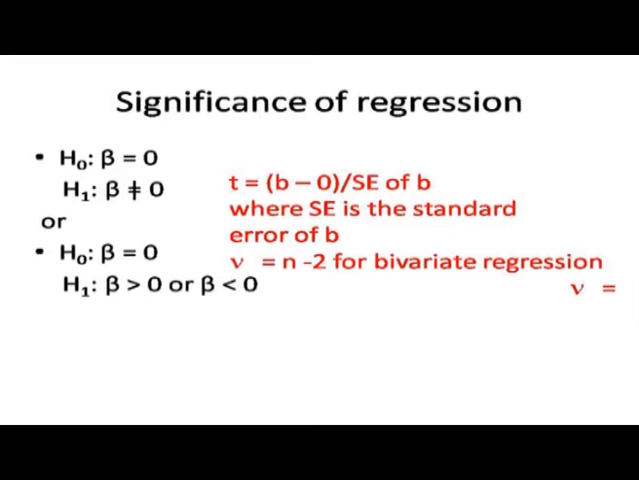And the formula for t is B minus 0, this 0 is beta actually, partial regression coefficient or simply regression coefficient in the population, divided by standard error of B. Standard error of B, I have not given the formula, but computer output will give you the value of t and standard error and p directly. You must understand the logic behind application of this. You do not have to calculate manually yourself the values of t and standard error and p or alpha.